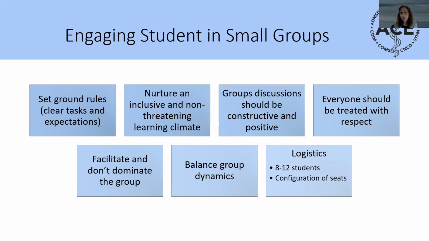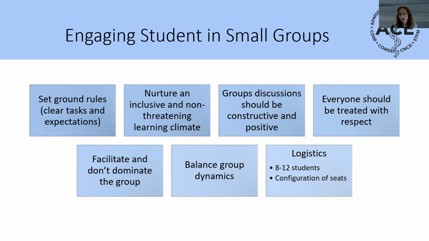And challenging sometimes could be balancing group dynamics, because you might have one or two students and they dominate the group. So you have to try to keep the balance and keep the student who's very quiet, who's maybe uninterested, try to engage those students so everyone participates. And to do that well, I think there are also some logistics. I mean, you want a small group, which is, it is a small group.